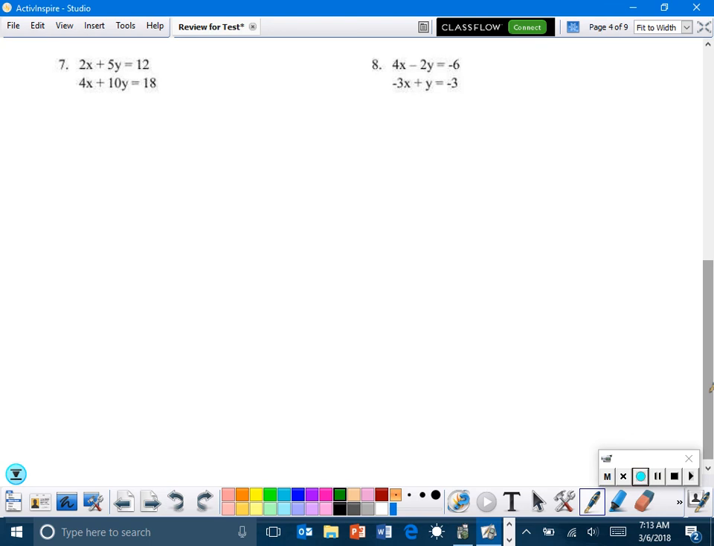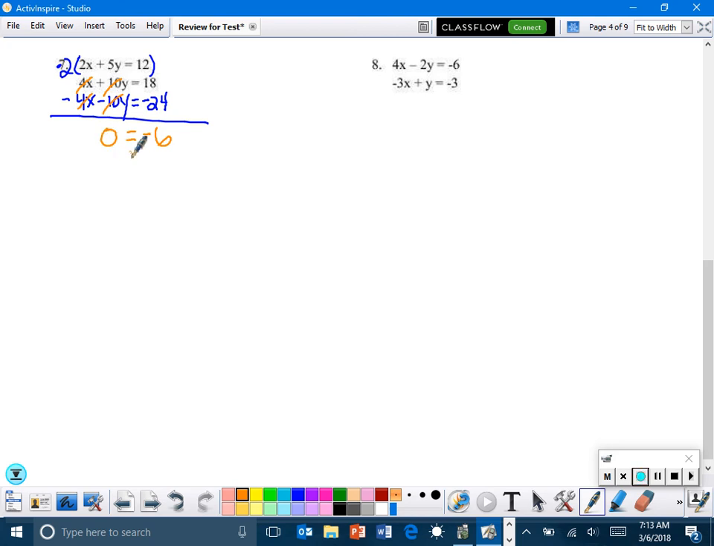Number 7, okay, by hand first. I'm going to multiply the top equation. Okay, I have a 4x, I've got a 2x. I want this to become a negative 4x, so I'm going to multiply the top by a negative 2. So, negative 4x, negative 10y equals negative 24. Okay, what happens here? The x's eliminate, the y's eliminate, and then this becomes a negative 6. Okay, so I've got 0 equals negative 6.